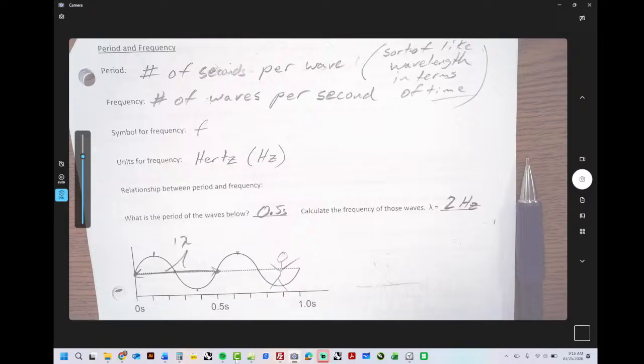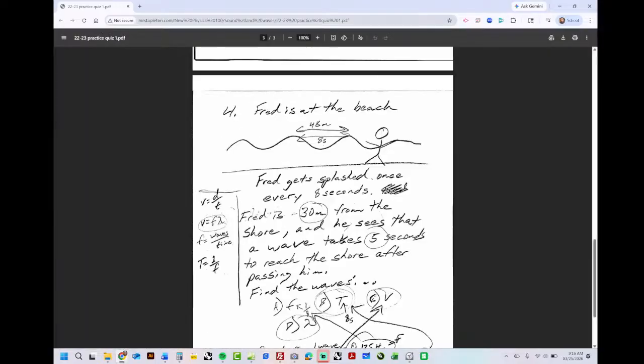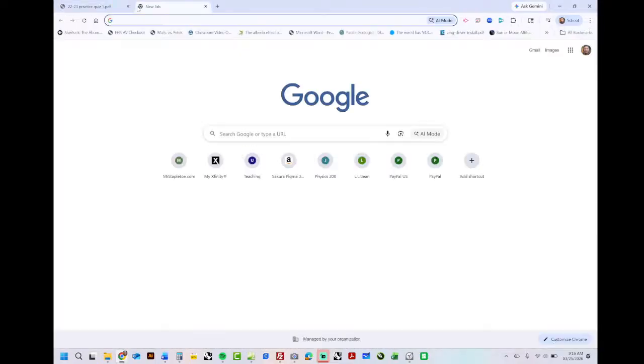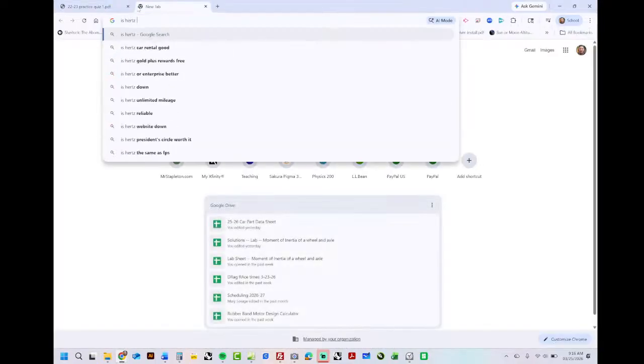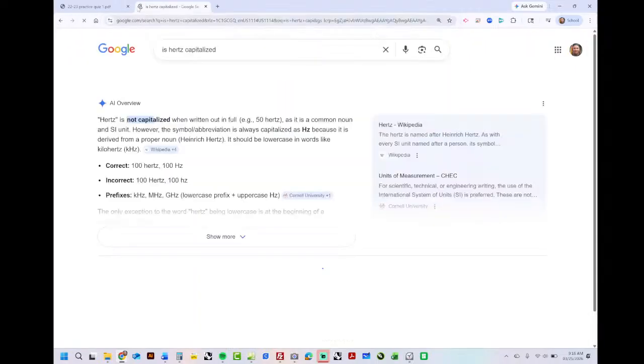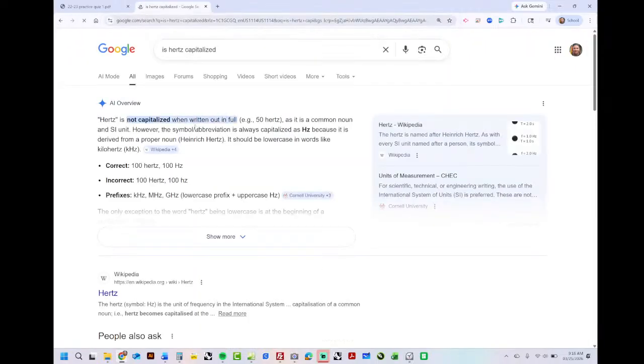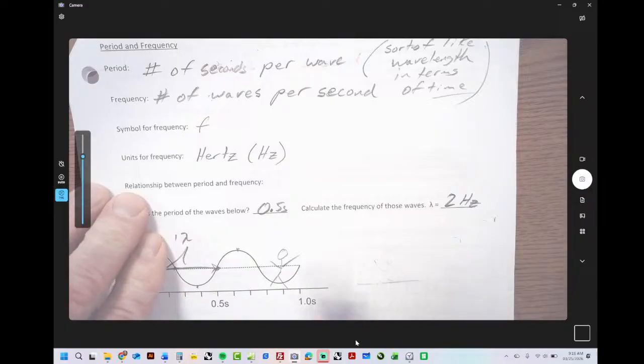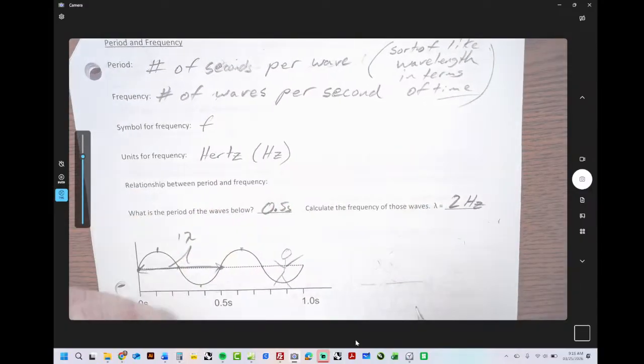Do you know why some units are capitalized and some are not? Is hertz capitalized? Hertz is not capitalized when written out in full. However, the symbol is always capitalized. Okay, so it is capitalized because it's named after Heinrich Hertz. Yeah, Heinrich. So that is right, but maybe I should have written an H there.